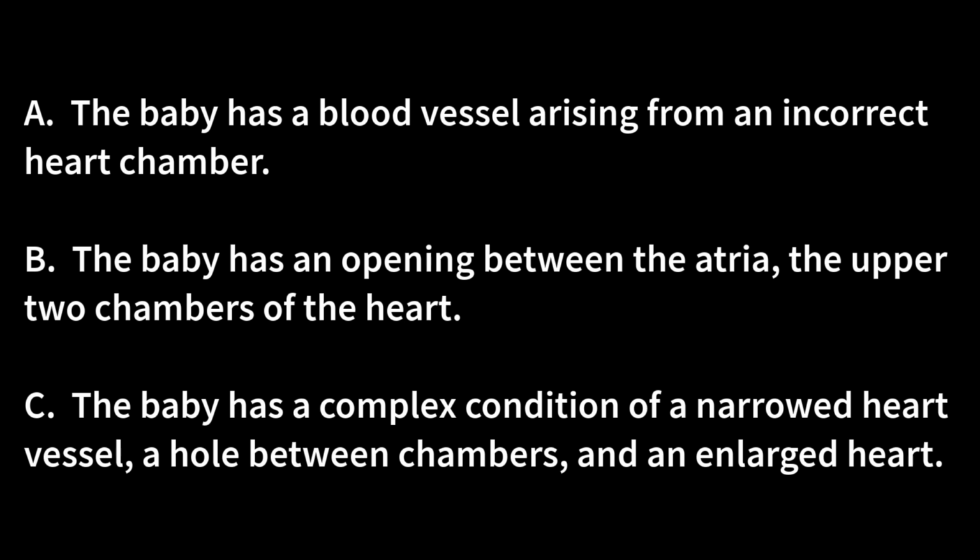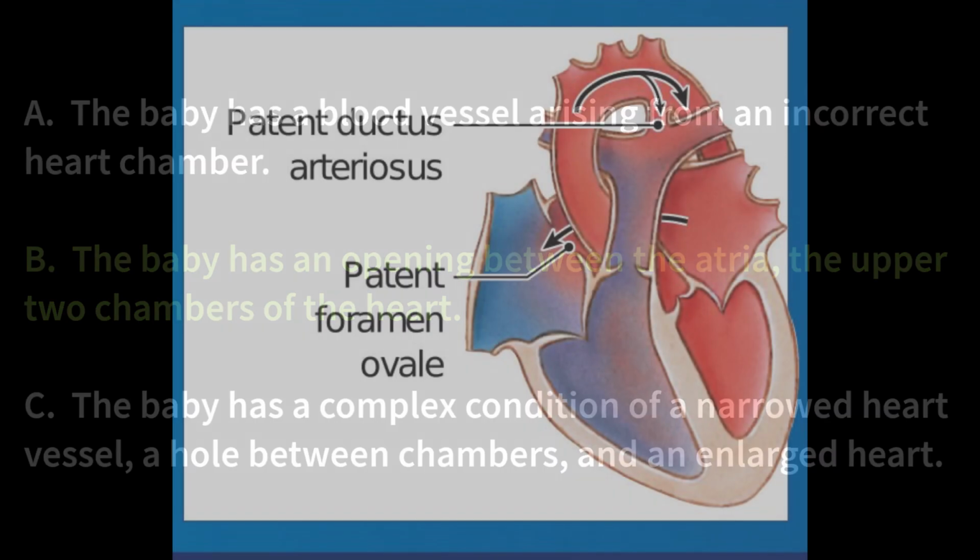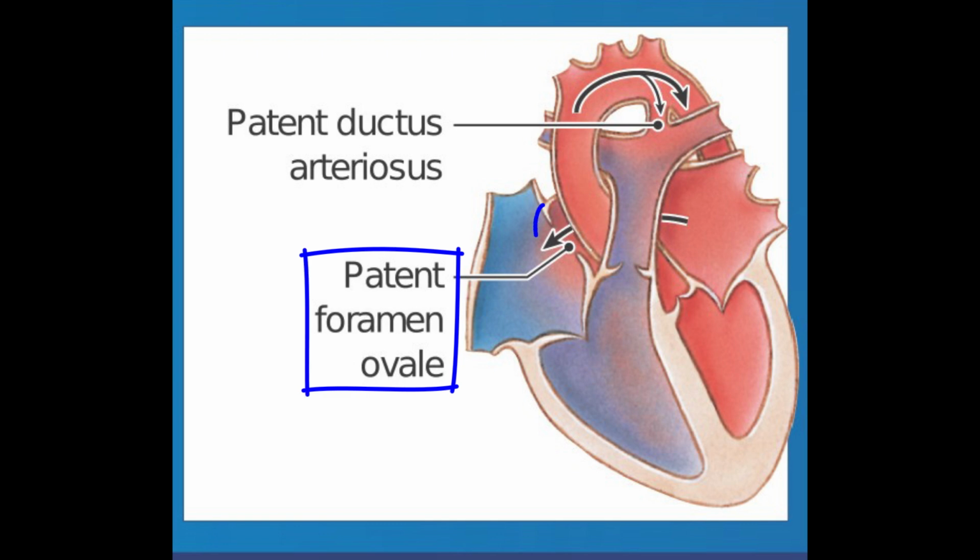If you answered B, the baby has an opening between the atria, the upper 2 chambers of the heart, you are correct. In patent foramen ovale, the fetal opening between the left and right atria remains open or patent.